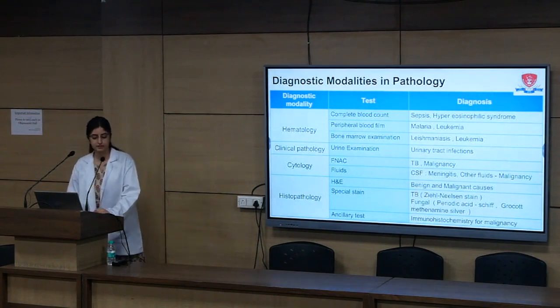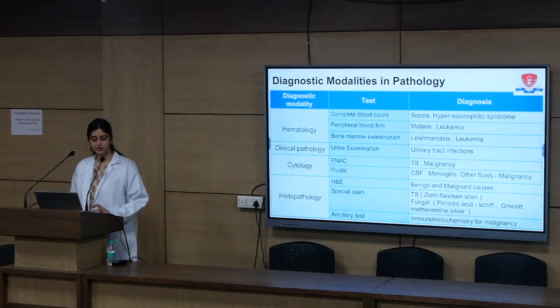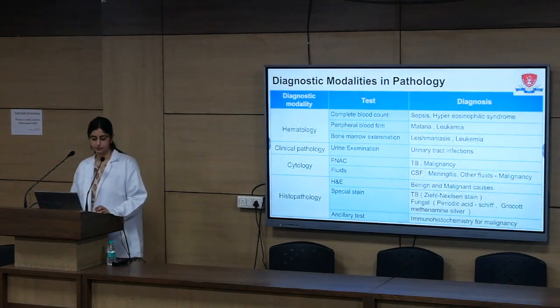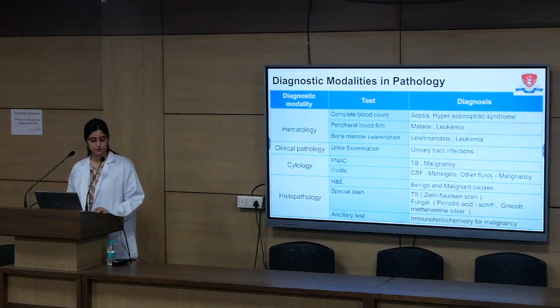The second is clinical pathology, in which on urine examination, one of the most common causes of fever, UTI, can be diagnosed. The third is cytology, in which on a fine needle aspiration cytology, TB and malignancies can be diagnosed. Then in fluid cytology, on a CSF, meningitis, and on other fluids such as peritoneal or pericardial, malignancies can be ruled out. The fourth is histopathology.